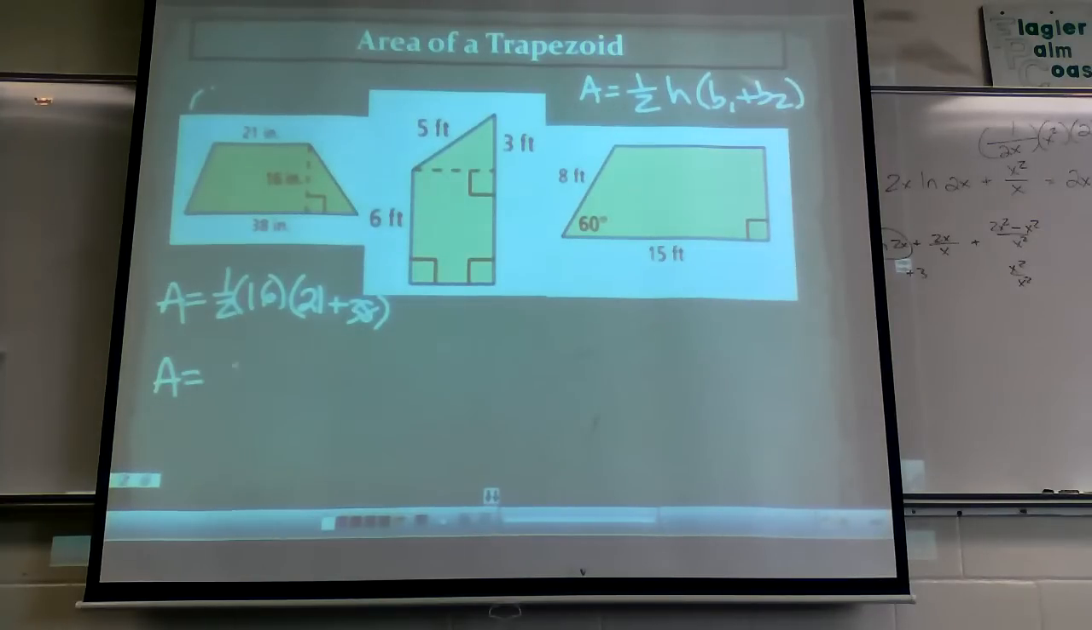So 1/2 times 60 would be 8 times 59. Those are added together. So what's 8 times 59? 472. Okay. And that's just one where you see all three measurements. There isn't anything else to do to find them. And then you just plug them in.